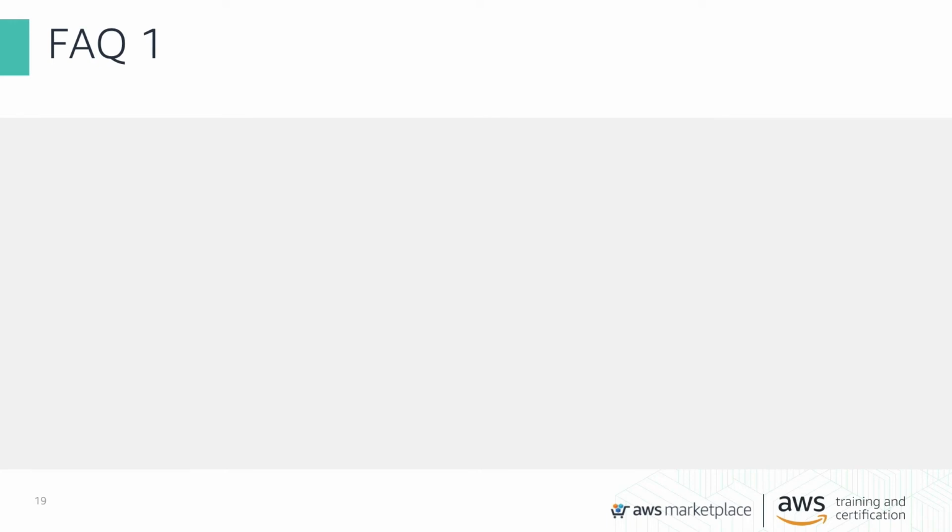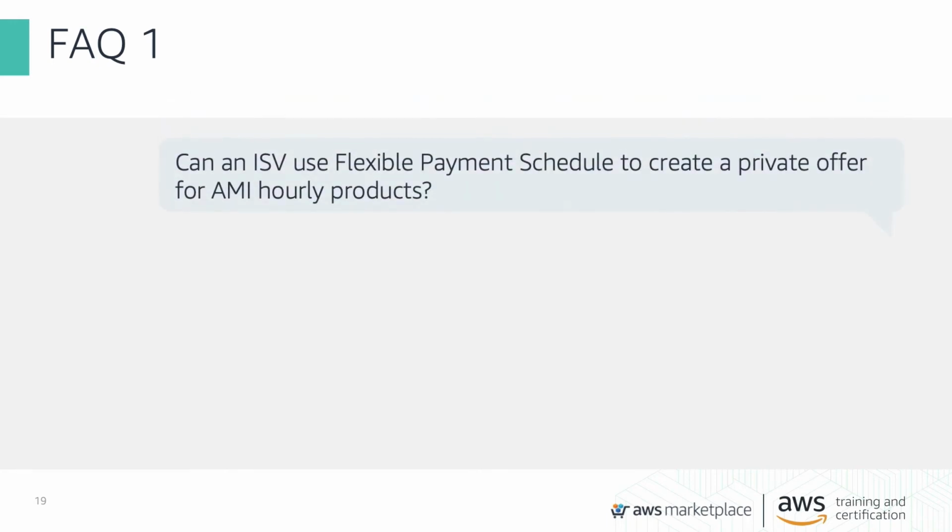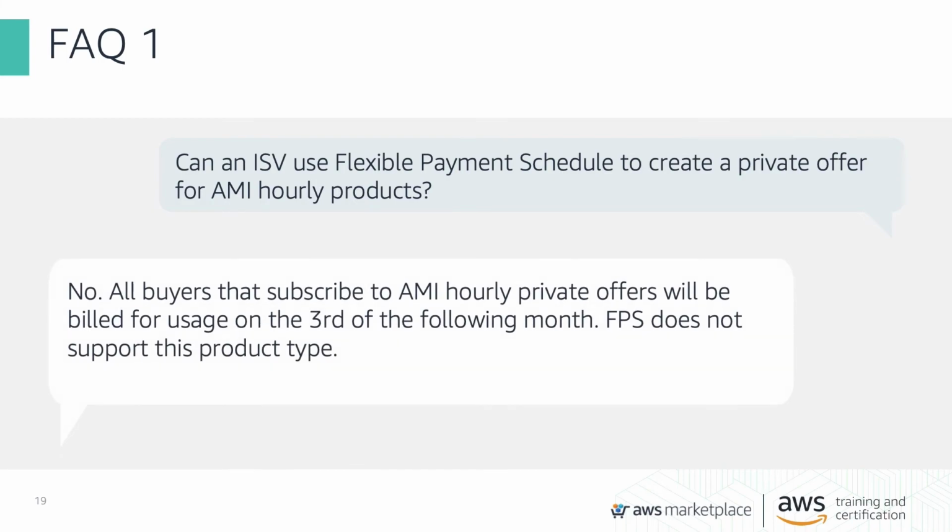Now let's go over some frequently asked questions. Can an ISV use a flexible payment schedule to create a private offer for AMI hourly products? No. All buyers that subscribe to AMI hourly private offers will be billed for usage on the third of the following month. FPS does not support this product type.